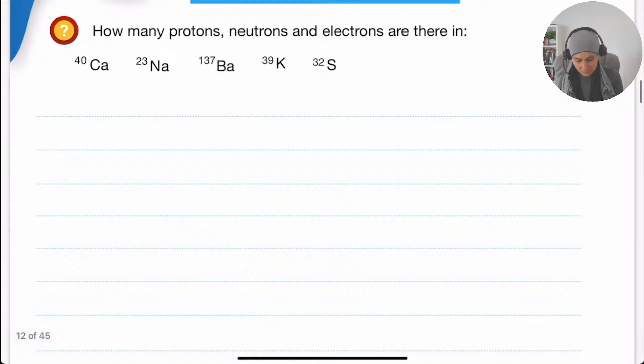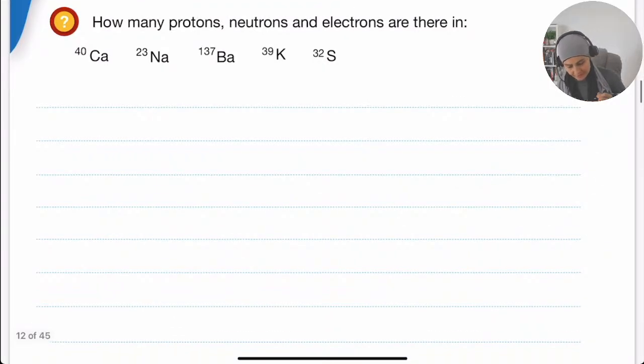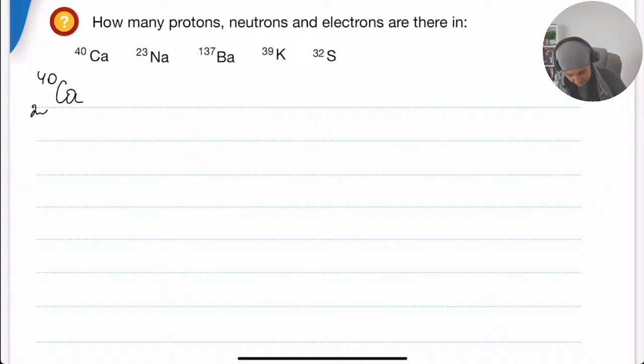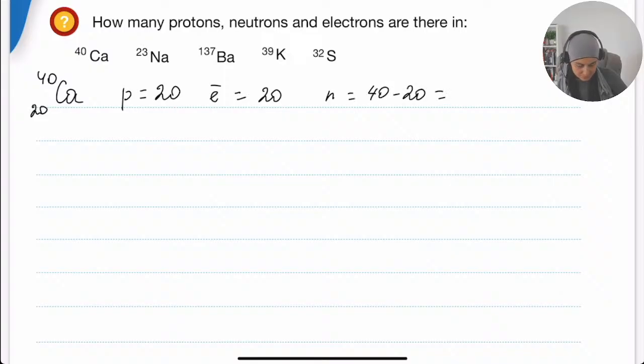Let's do this one. How many protons, neutrons, and electrons are there in calcium 40? Well, mass number is 40. Atomic number I find from the periodic table. Calcium's atomic number is 20. So protons, 20, equals the atomic number. Electrons: this is neutral, I don't have any charge here, so 20 electrons. And neutrons, it's 40 minus 20. Not the best example, to be honest, but we work with what we have. 20 neutrons.